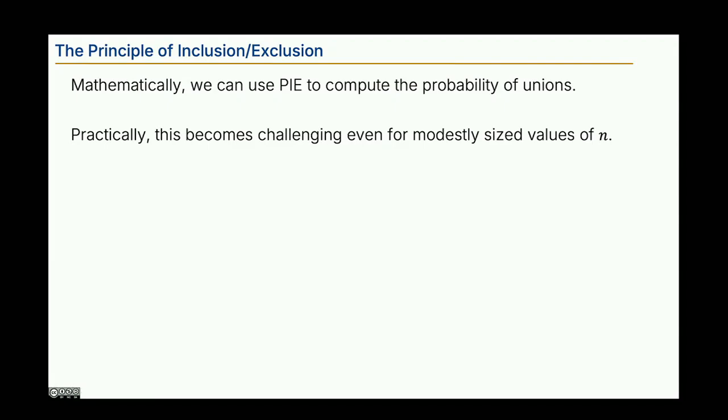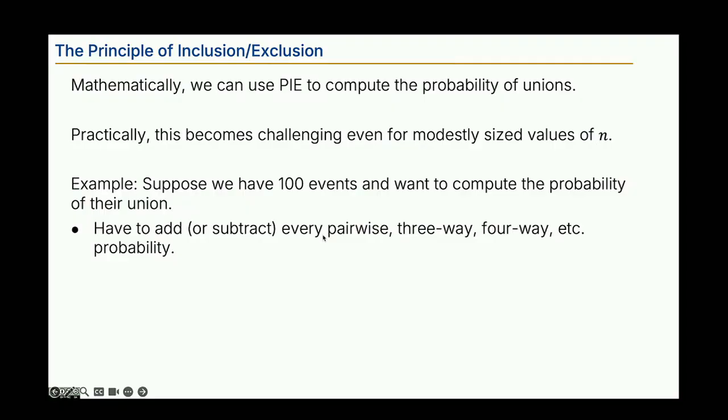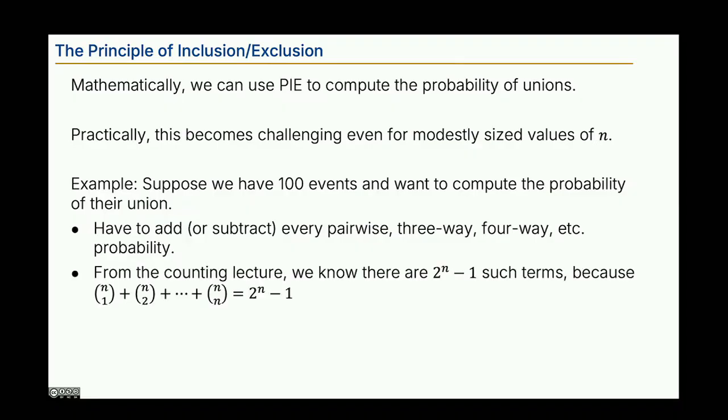But practically, this becomes hard to use, even for fairly modest sizes of n, where that's the number of events that I'm unioning together. Let's say I have 100 events and I want to compute the probability of their union. If we want the exact answer, we might need to add or subtract a bunch of pairwise, 3-way, 4-way, 5-way, 6-way, and so forth intersections. There's a whole lot of those. From the counting lecture, we know there are 2 to the n minus 1 such terms, because if we add up all the different ways of selecting all the singletons, all the pairs, all the trios, and everything, you get 2 to the n minus 1. That's a lot, and 2 to the 100 is just too long to wait. So if I have 100 events, I don't want to have to compute 2 to the 100 terms.